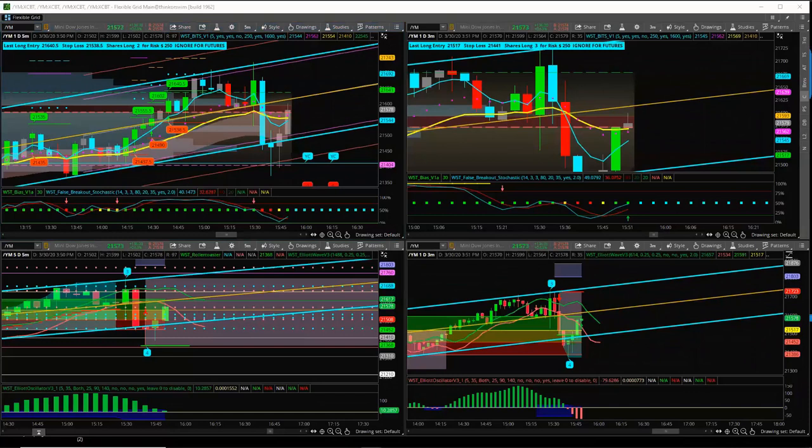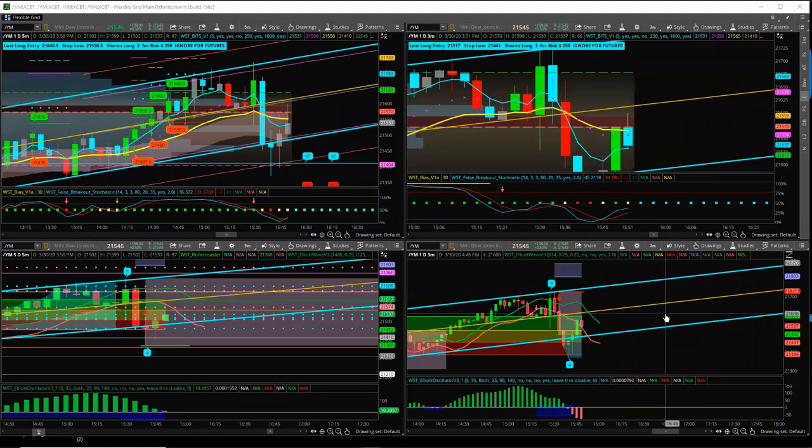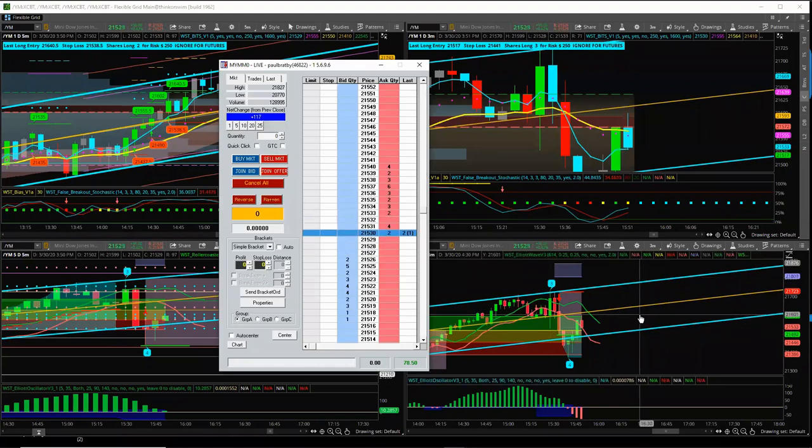There is a YM long roller coaster now on the 1 minute. 21601. I'd probably go a 603 or something. And then you actually trade it as a fifth wave trade as well. So an MYM could be on the cards here if we can break up through there. So 21603.